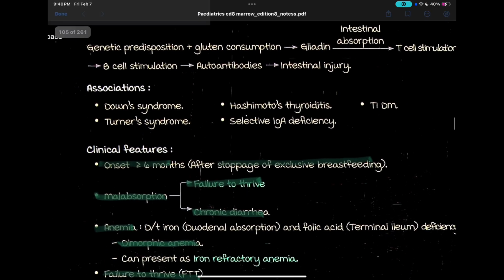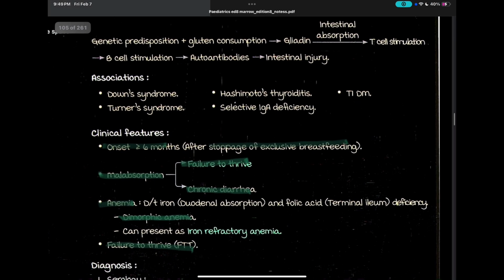Genetic predisposition plus gluten consumption: when someone is genetically prone and consumes gluten, gliadin is formed and absorbed. It activates T cells and B cells, makes autoantibodies, and causes intestinal injury.